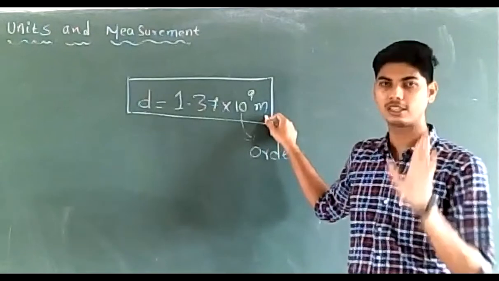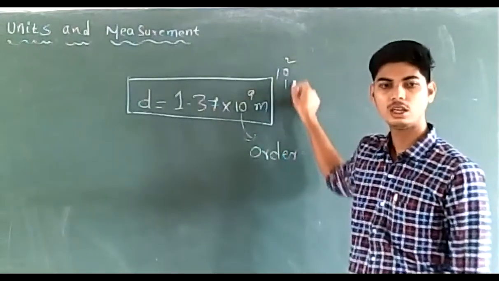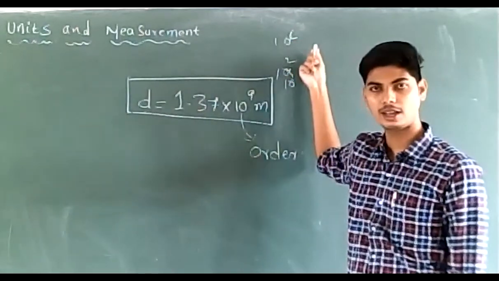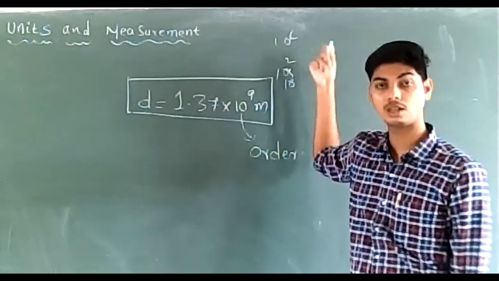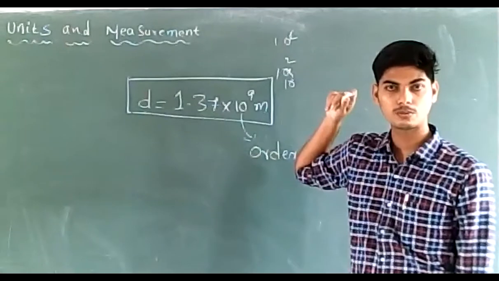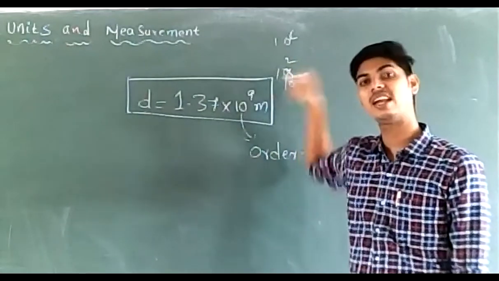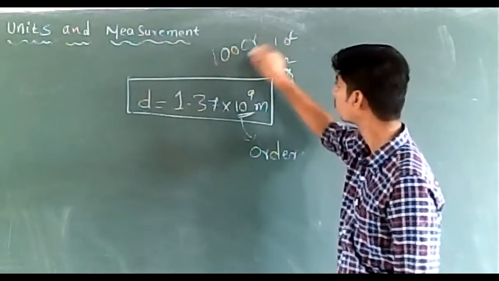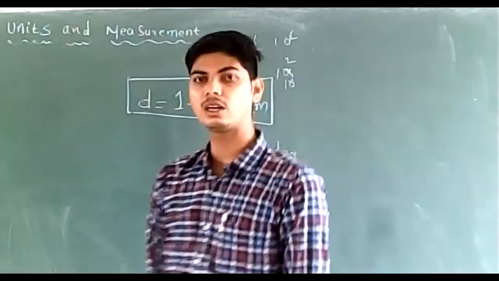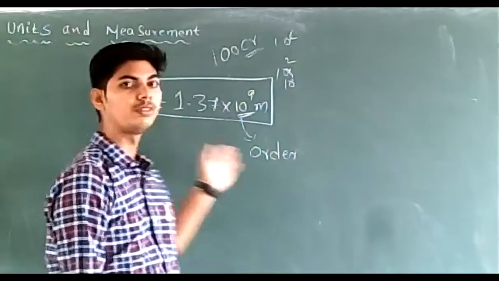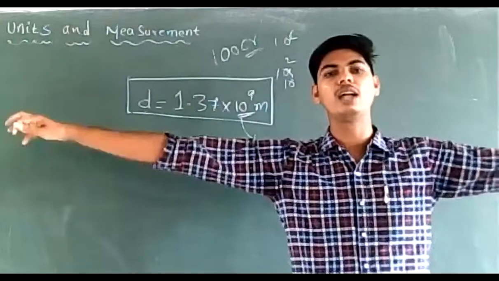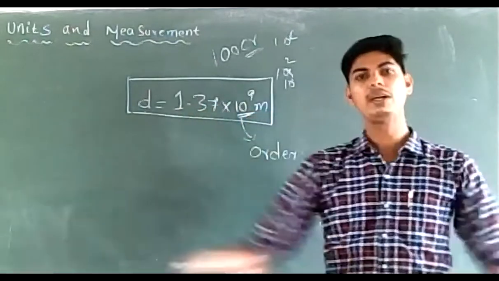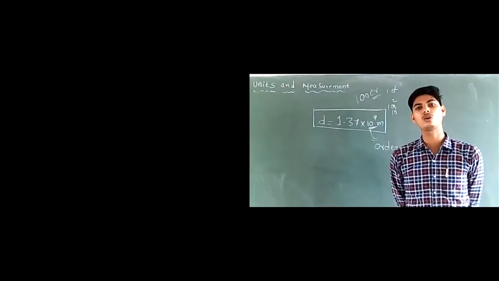10 power 1 is 10, 10 power 2 is 100, 10 power 3 is 1000, 10 power 4 is 10,000, 10 power 5 is 1 lakh, 10 power 6 is 10 lakhs, 10 power 7 is 1 crore, 10 power 8 is 10 crores, 10 power 9 is 100 crores. So the diameter of the sun is about 100 crore meters. Leave this number, just look at the order. Diameter of the sun is about 100 crore meters.